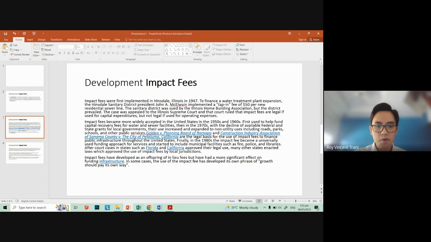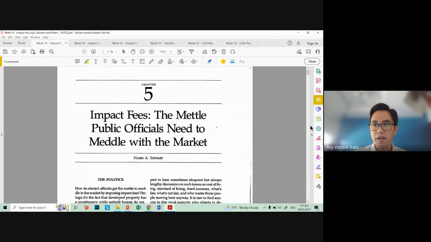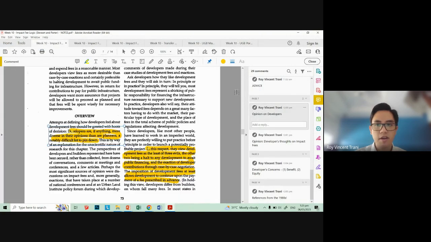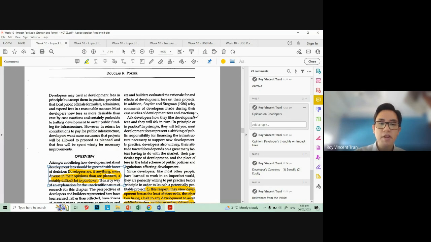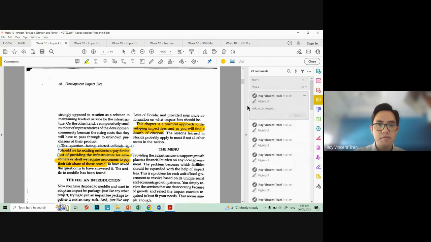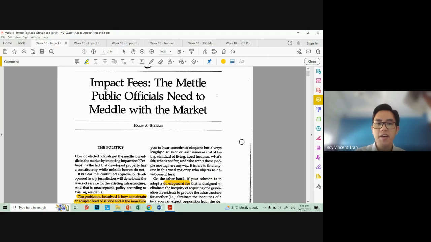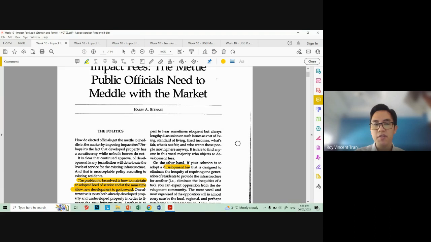So I will show you where that part is in the reference. I'll just open up my notes here to go a bit faster. Okay, so this first reference, I went a bit fast here. This first reference talks about the need for public officials or the public sector to interfere with the market.